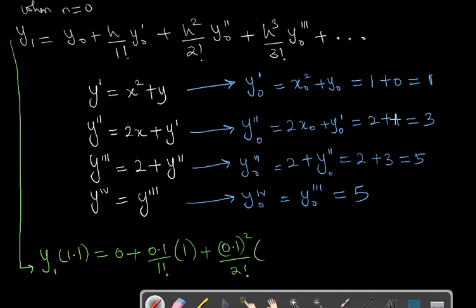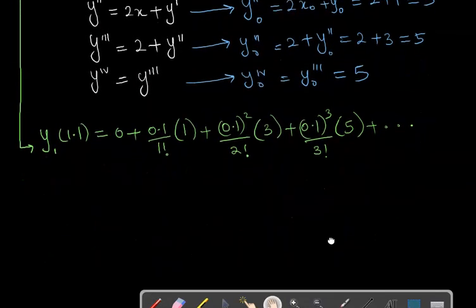This is what we got here, and this is the value. That's 3 plus 0.1 cube divided by 3 factorial, and that's the third derivative, and the third derivative is 5 plus, you can predict the next one, and so on and so forth. Okay, let's stop here, just for clarity.